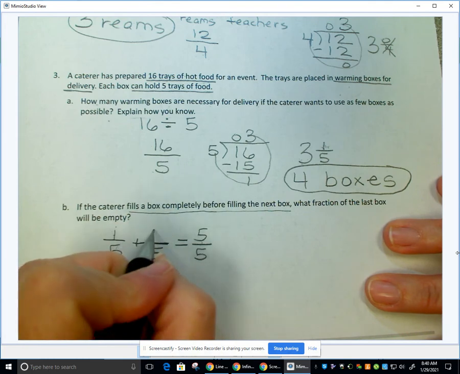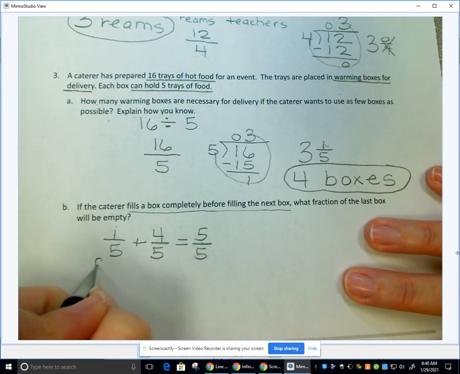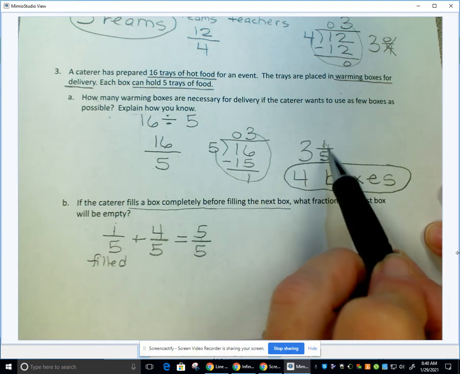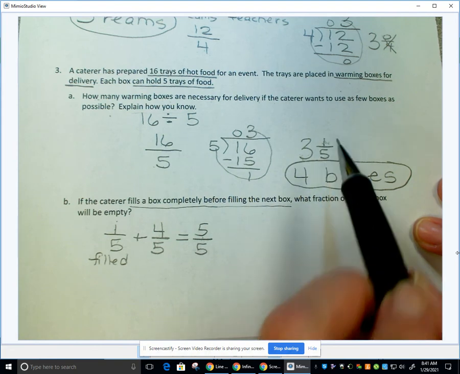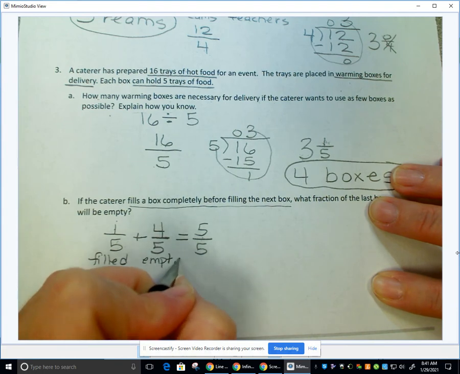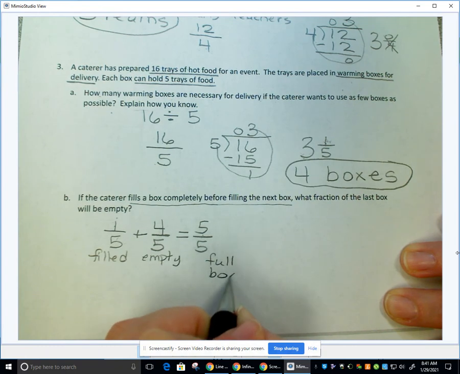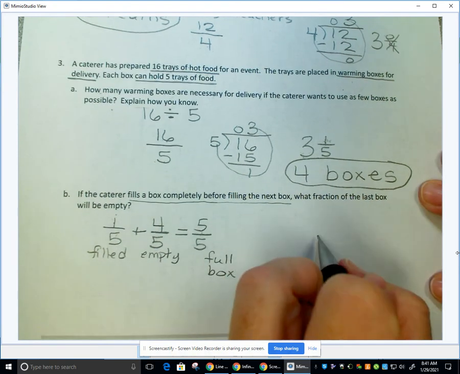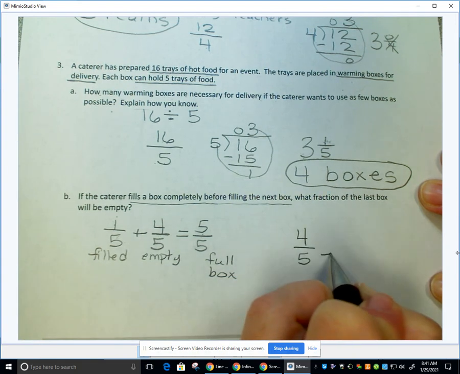So 1 plus what number will give me 5? The answer is 4. So let's look. We had 1/5 filled, didn't we? That's what we had filled right here. It had a lot of empty space. Remember, it only had 1 tray in it. It could hold 4 more because it could hold 5 trays. So it was this much empty. It was 4/5 empty. And if we had a full box, that's what this would equal. A full box, that would be 1. So what fraction of the last box will be empty? The part that'll be empty will be 4/5 empty.